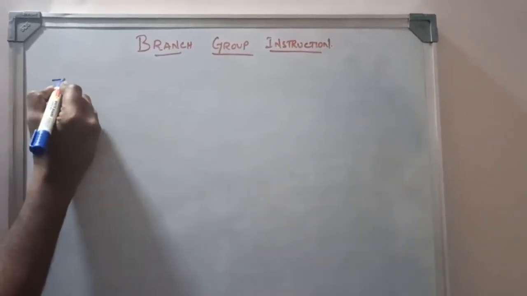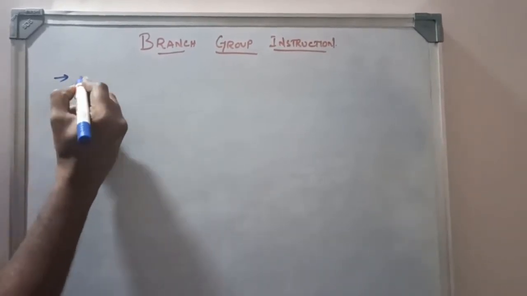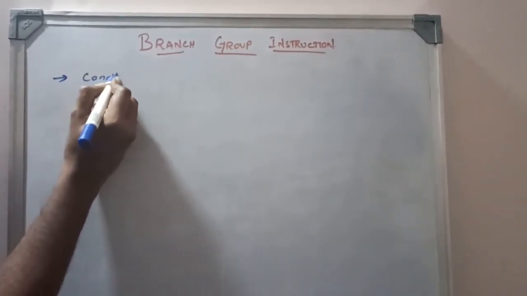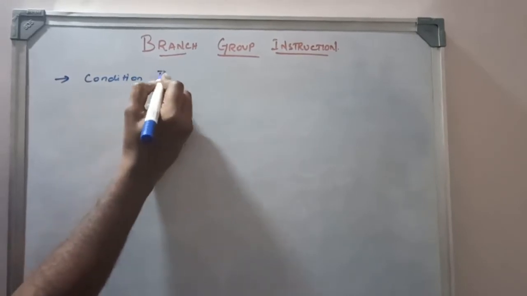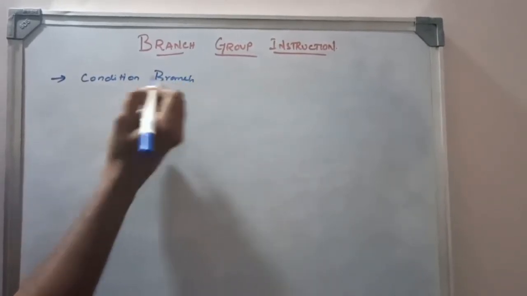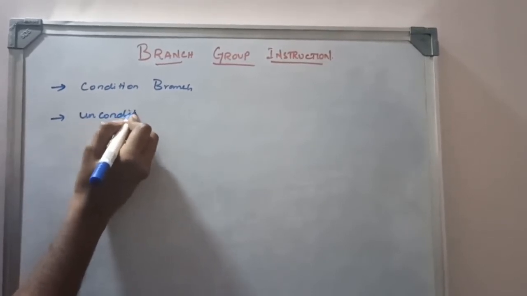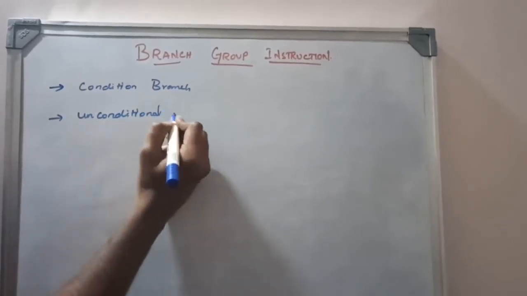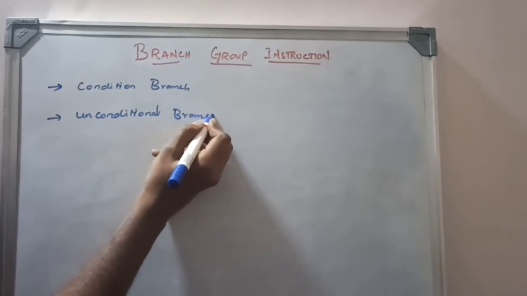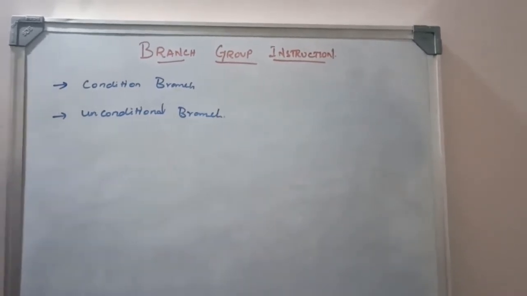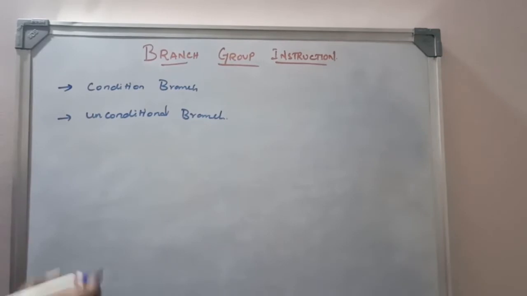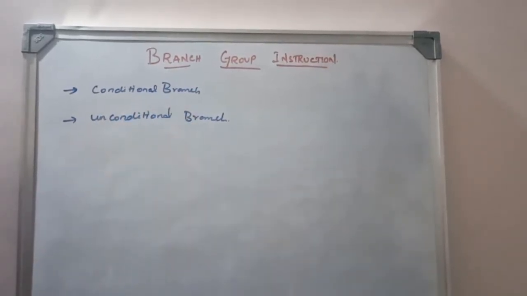This branch group instruction is classified into two types. One is the conditional branch group and another one is the unconditional branch group. These are the two types of branch group instruction.